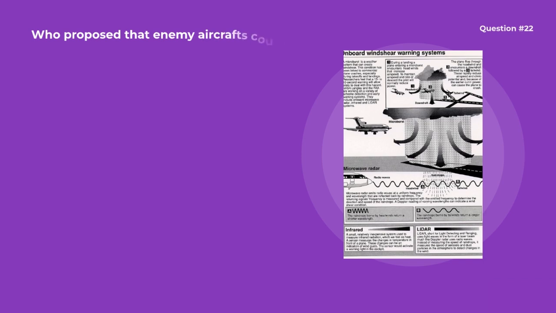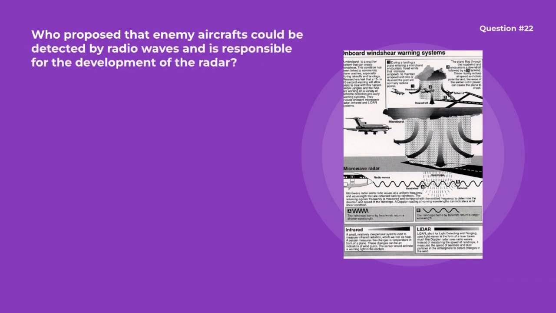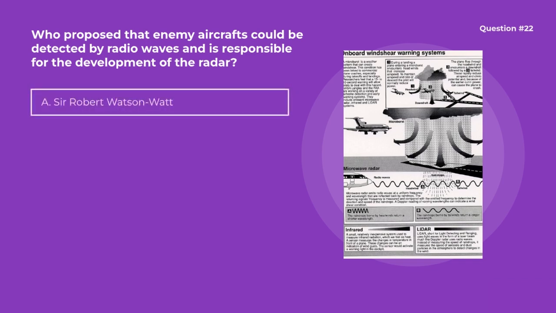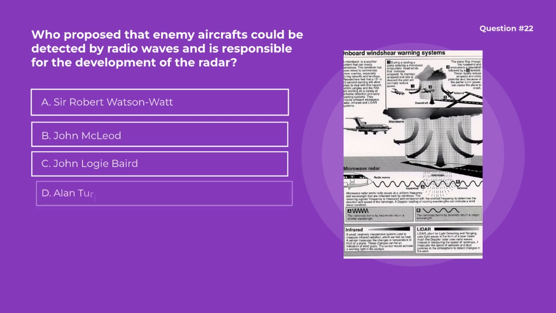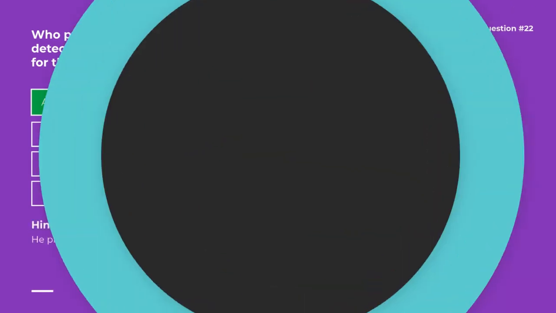Question number 22. Who proposed that enemy aircrafts could be detected by radio waves and is responsible for the development of the radar? Options are A. Sir Robert Watson Watt, B. John McLeod, C. John Logie Baird, D. Alan Turing. Correct option is A. Sir Robert Watson Watt. He pioneered radar technology in the 1930s.